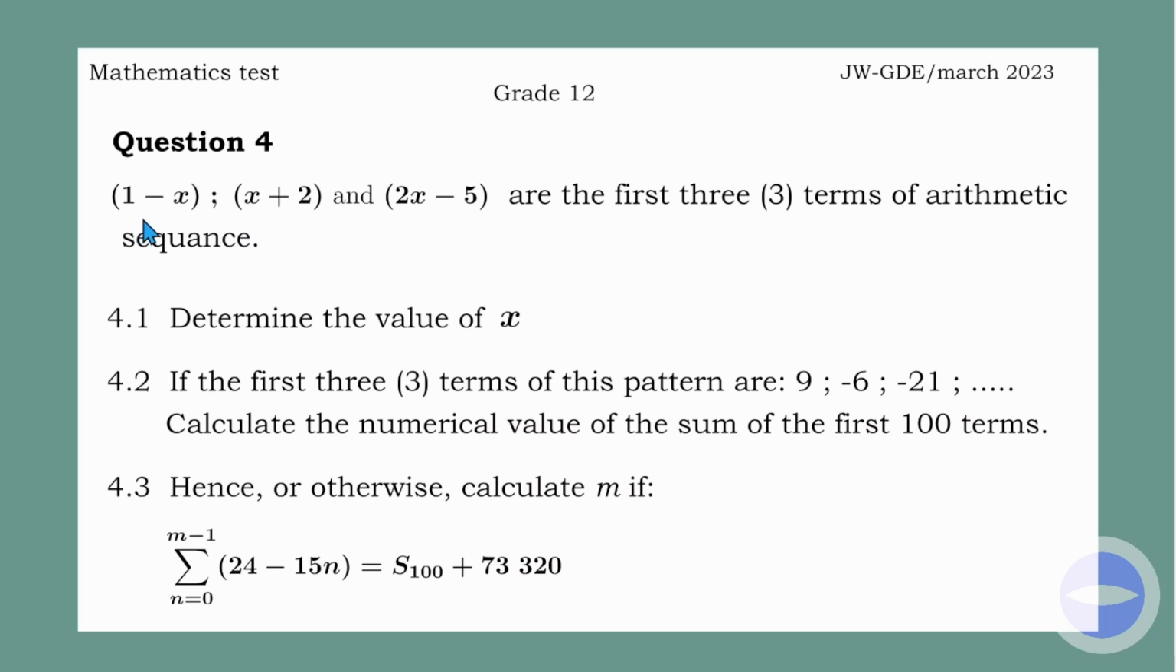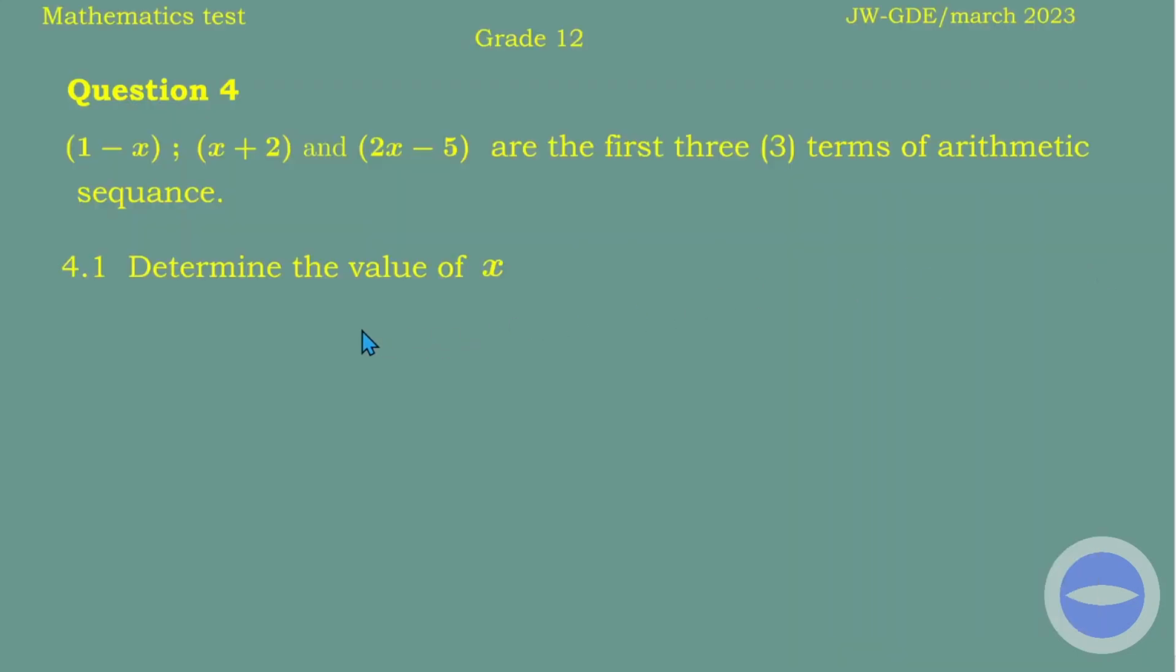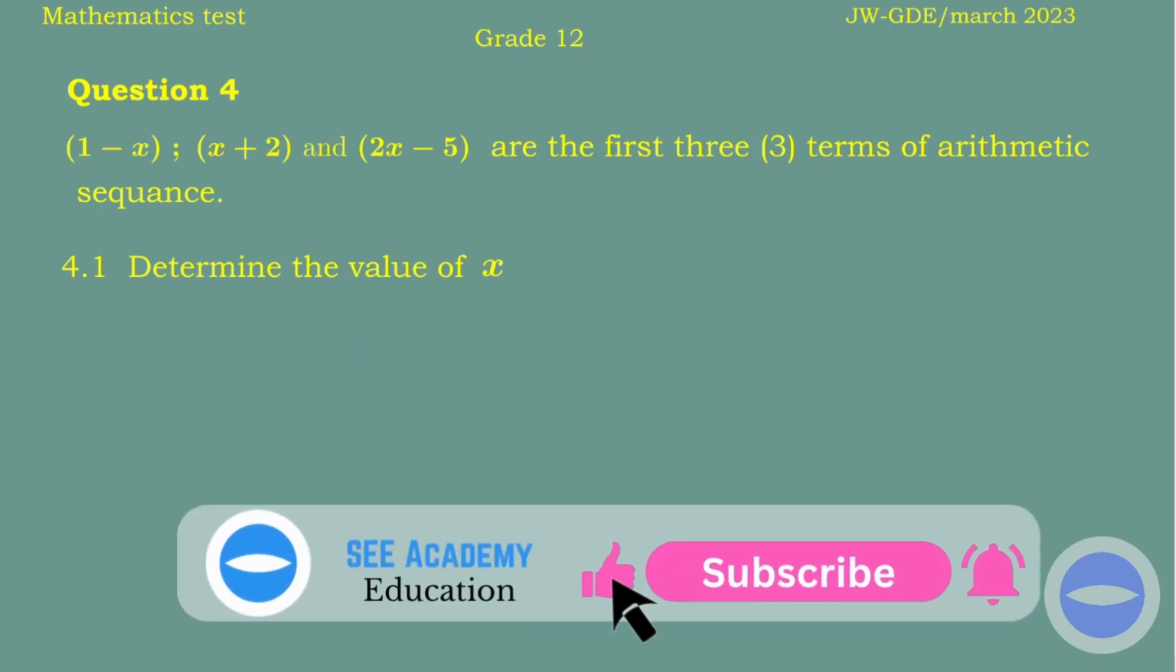The question goes like: 1 minus x, x plus 2, and 2x minus 5 are the first three terms of an arithmetic sequence. So here they are telling us this is an arithmetic sequence, so we will apply arithmetic sequence on these questions. Question number 4.1: determine the value of x. So let me open the slides for question 4.1.